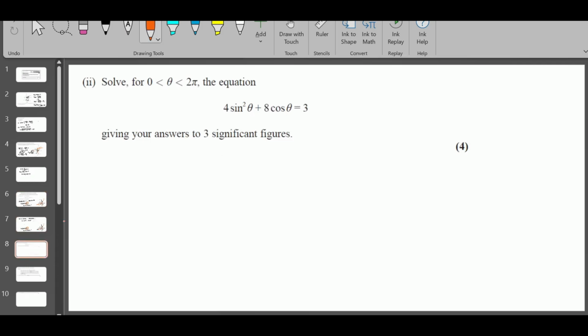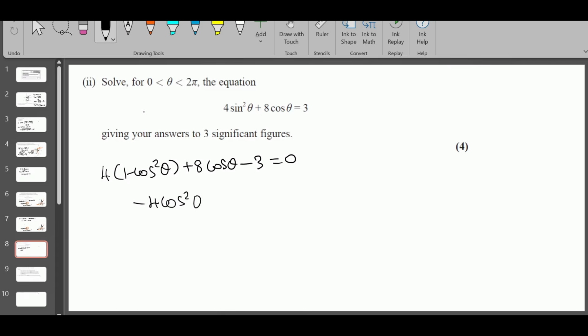Okay, let's move on to the next question. They want you to solve another trigonometric equation. We need to convert everything into a single trigonometric function. So I'm going to replace sine square by 1 minus cos square using the identity cos square plus sine square is 1. Put the 3 also this side. Open the bracket, minus 4 cos square plus 8 cos theta.